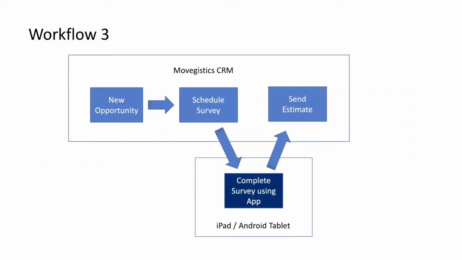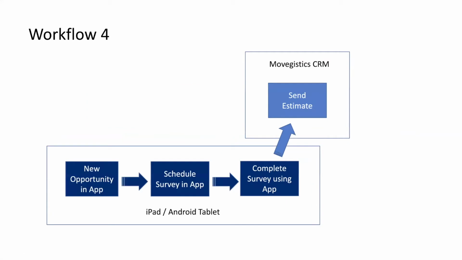The third workflow is you could create a new opportunity and schedule an appointment in the CRM, complete the survey in the app, and then come back to your office and send the estimate from your computer. And lastly, this is more of a rare scenario, but it is possible. You could do all of the first 3 steps in the app and just send the estimate from the computer in your office or home.